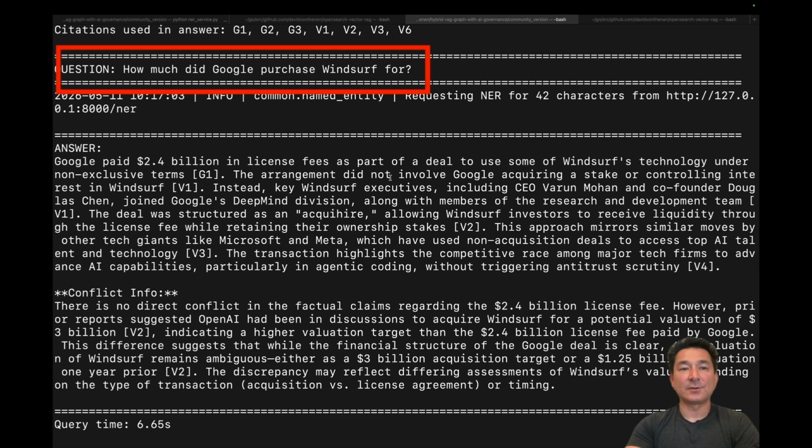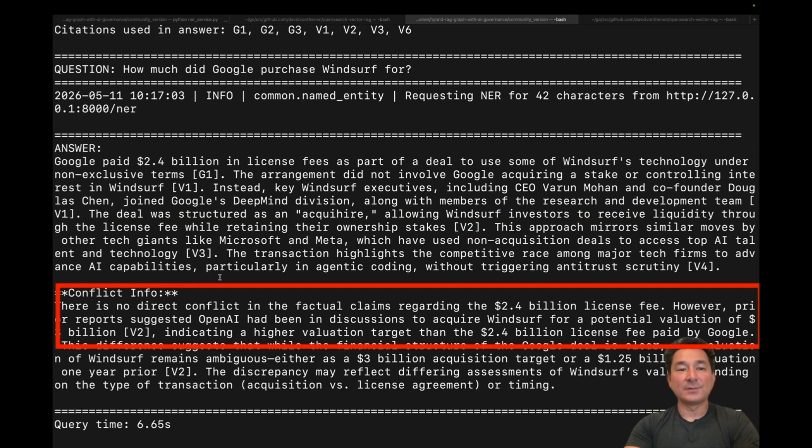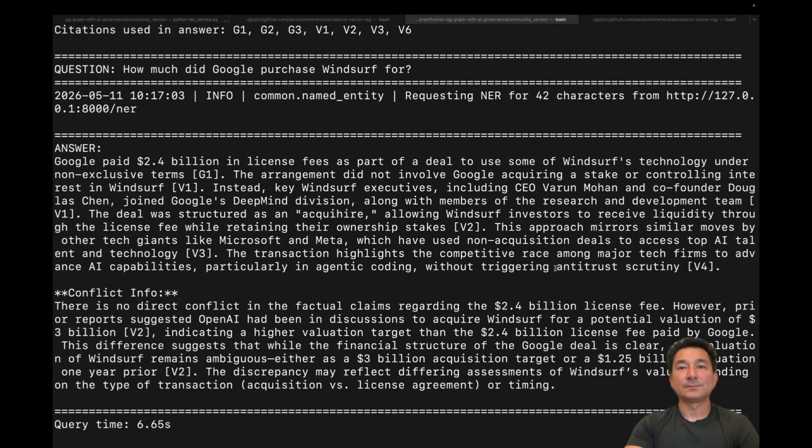And the same is true for the question, how much did Google purchase Windsurf for? We have the answer. Google paid $2.4 billion in licensing fees as a part of their acqui-hire, but we also are able to see the conflicting info with the initial OpenAI article. So as you can see, we have two very different results when compared to the semantic only based answer. We're able to detect in the OpenAI question the inherent conflict with the events that actually had transpired. And for Google, we're able to provide a factually consistent representation based on the events that happened. I hope you enjoyed that demo.